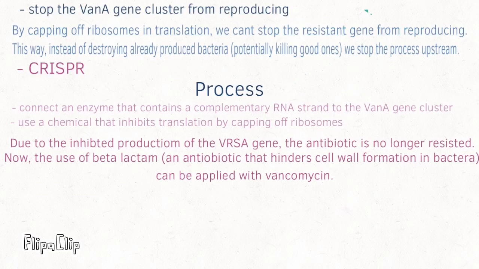The process begins by using the enzyme that contains a complementary RNA strand to the VAN-A gene cluster to locate the correct bacterial cell. By using a complementary strand, we can locate the bad bacterial cell instead of killing good cells. The next part of the process involves using a CRISPR enzyme to inhibit translation by capping off ribosomes early in the upstream process. By capping off the ribosomes early in the process, we can stop the gene from producing in the first place. By stopping the production process, we also stop beta-lactamase, so it cannot resist antibiotics any longer. The absence of beta-lactamase now allows us to include beta-lactam in vancomycin, so we can hinder cell wall formation in bad bacteria staph infection cells.